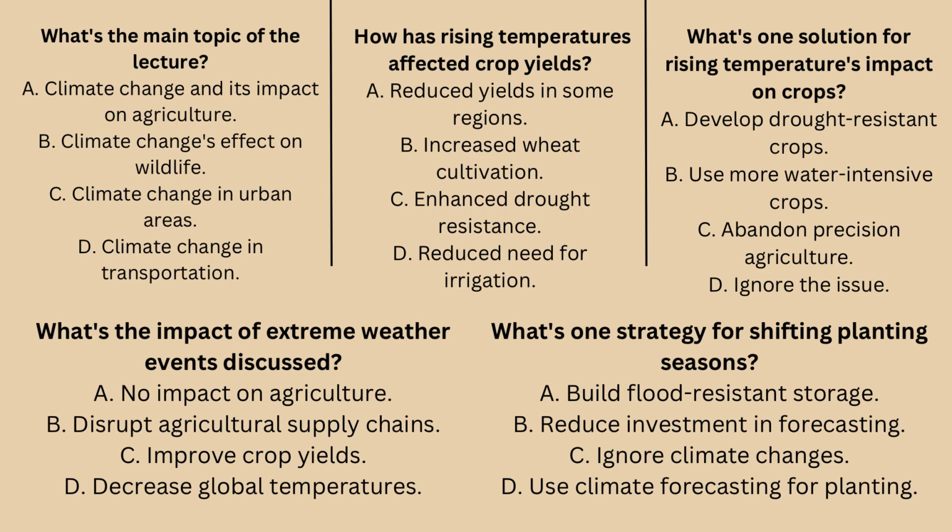In conclusion, climate change poses significant challenges to global agriculture, but there are proactive measures that can be taken to mitigate its impact. Developing drought-resistant crops, investing in resilient infrastructure, and using climate forecasting tools are just a few of the strategies being explored. By addressing these challenges, we can work towards ensuring food security in the face of a changing climate.